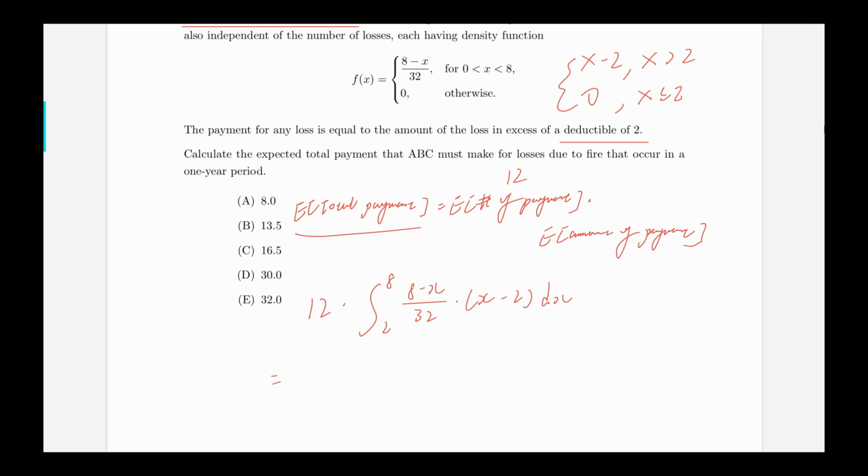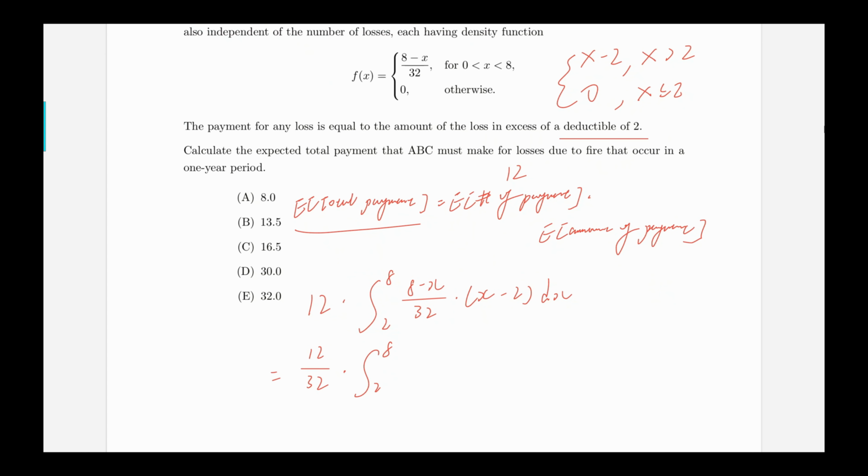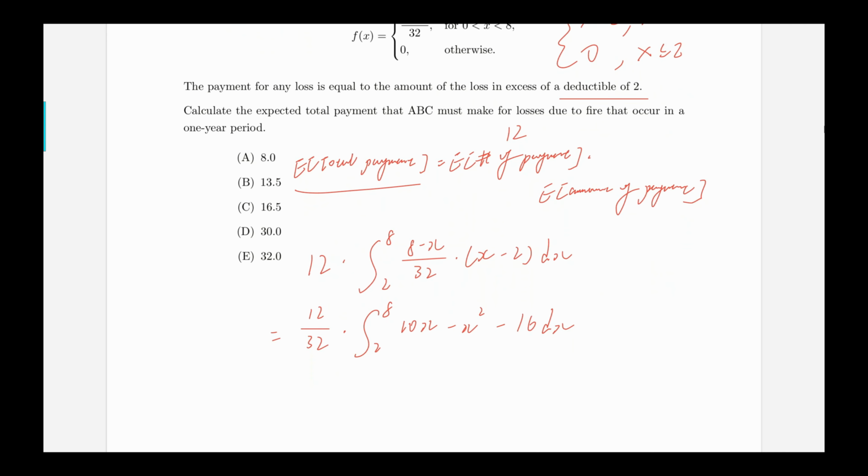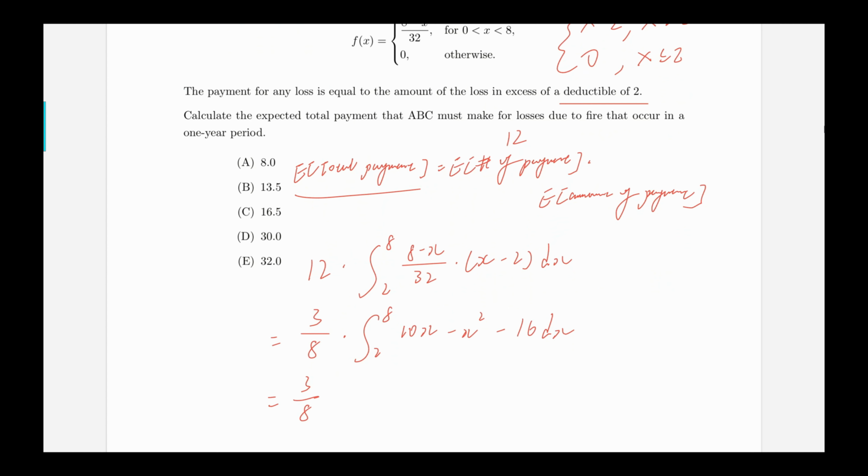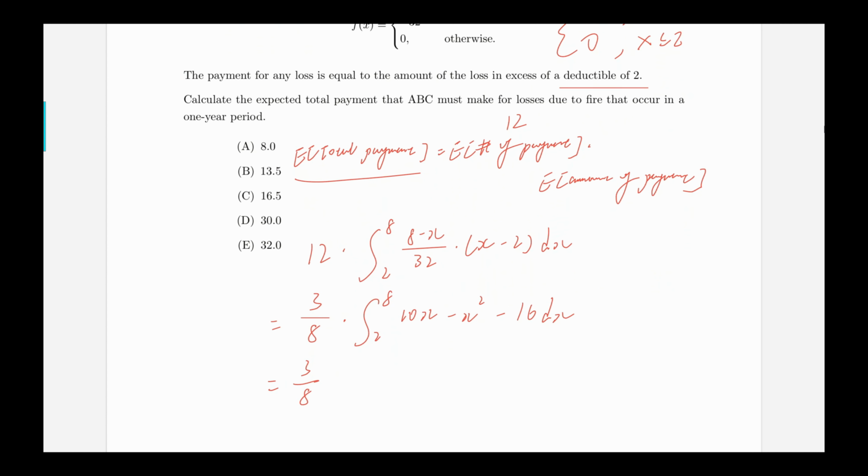So let's see. I can pull 32 out immediately because it's just a constant. For the rest, I'll expand everything a bit, and I'll get 10x minus x squared minus 16 dx. The coefficient here, I can divide by 4 top and bottom, and I'll get 3 over 8. Very nice. For the integral, we all know how to solve integrals because we're actuaries. This is going to be 5x squared minus x cubed over 3 minus 16x.